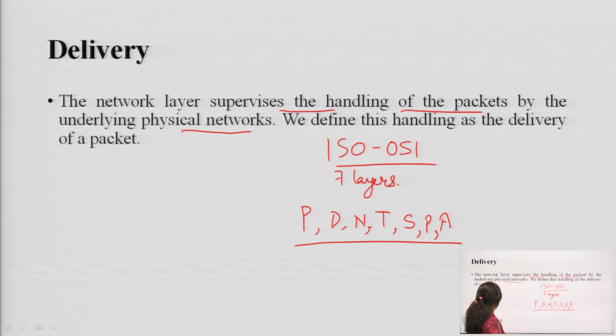In this delivery, the network layer supervises the handling of the packet by underlying physical networks, which means the main role of the network layer is to handle the packets for the network that is underlying the particular network layer. That is the main concept behind today's lecture: how the packets will be handled, and how these are delivered at the different steps of the layers. This is the main focus of today's lecture.